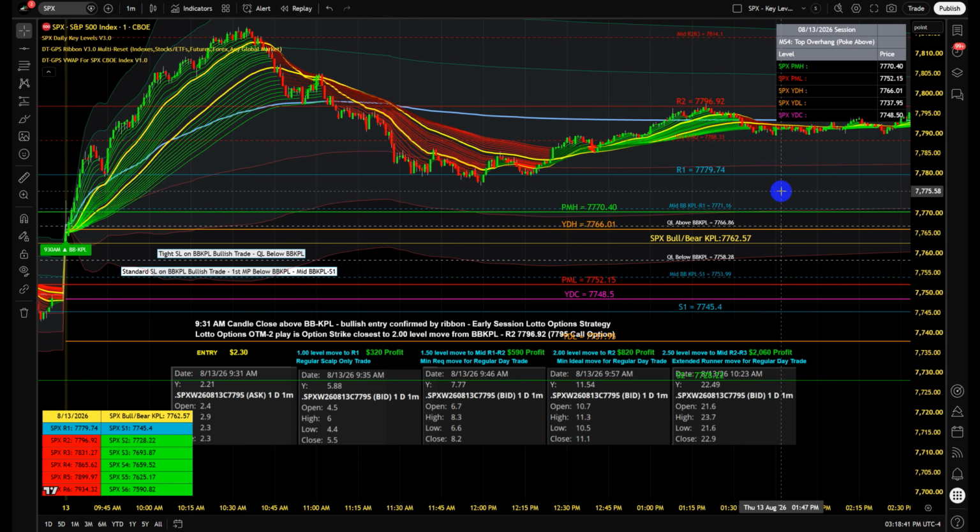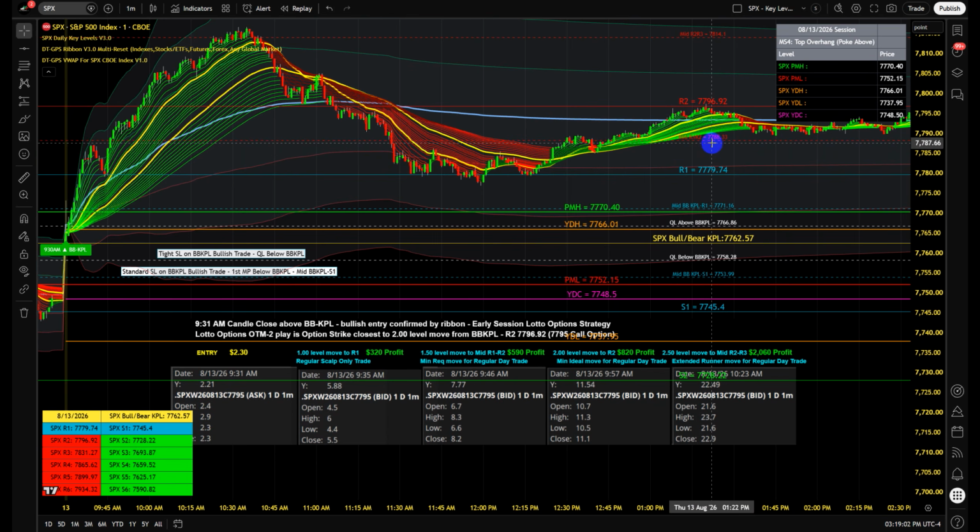The other thing that differentiates it is the cost. So there's a big cost difference. And the way that you determine the strikes in the early session lotto option strategy is that you look only at the 1.5 level move and 2 level move. So these are the moves for a regular day trade.